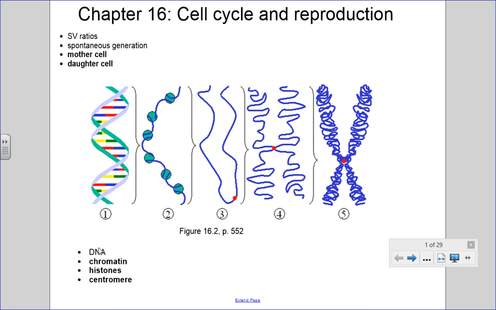So this is the beginning of chapter 16. It's about the cell cycle and cell reproduction. We will be talking about reproduction on the organism level, but that will come later near the end of the course. So we're going to focus just on the cell cycle itself and how one individual cell makes a copy of itself.